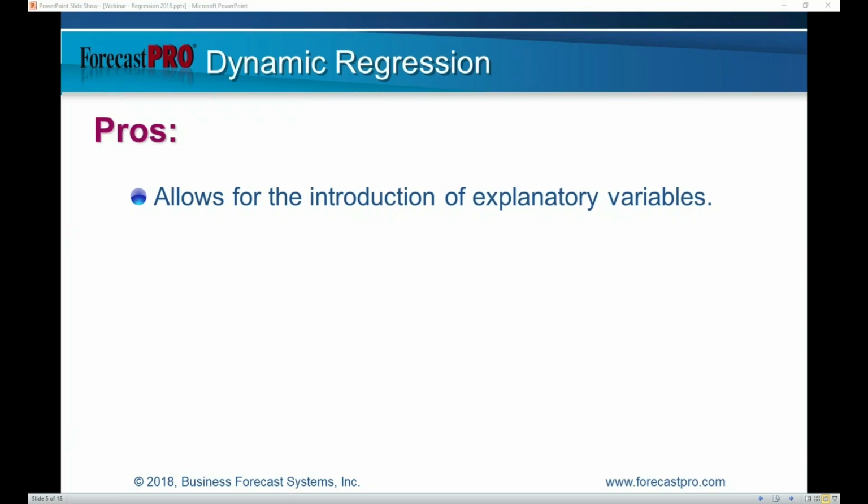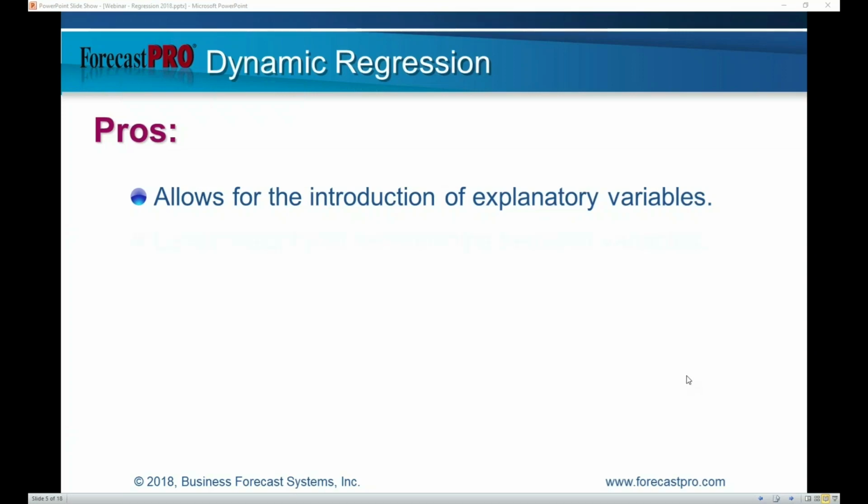Regression is a bit of a different animal. It allows for the introduction of explanatory variables. So in addition to using the past history, we're looking at relationships between what we're trying to forecast, for example, sales, and explanatory variables, which could be things like prices, measures of the economy, promotional schedules, etc.